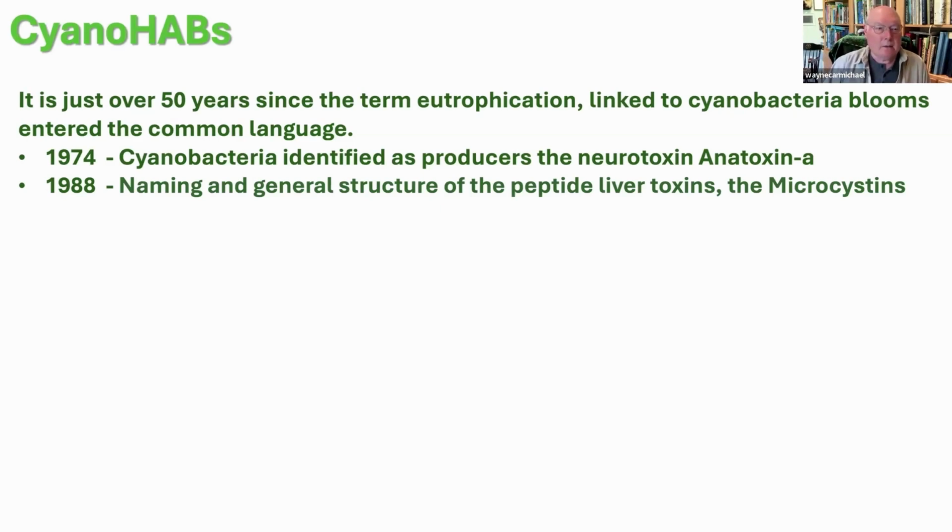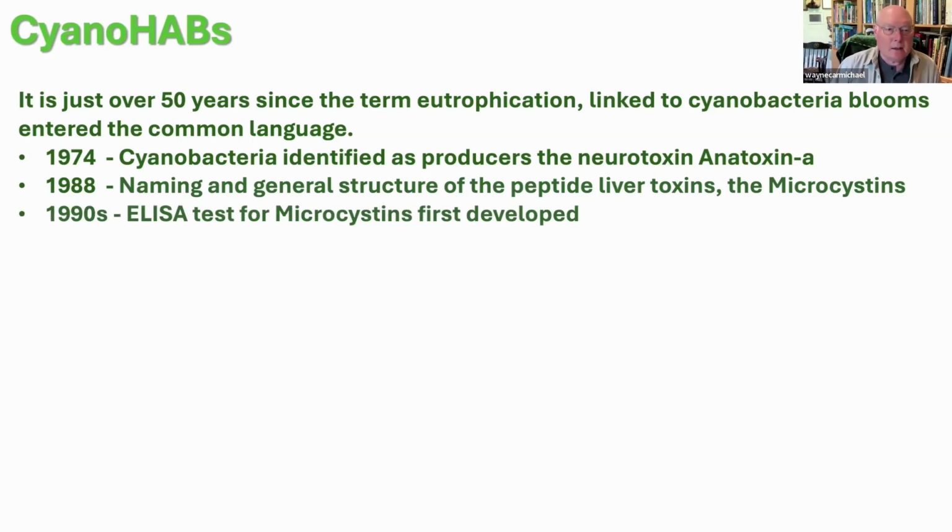In 1998, we had the name and general structure for the peptide liver toxins called microcystins, named after the genus Microcystis. It turns out that these toxins are the more prevalent worldwide and the ones more responsible for water quality issues and human and animal mortalities. In the 1990s, we developed a fairly rapid, easy-to-do test for microcystins called ELISA, enzyme-linked immunosorbent assay. That methodology is still used worldwide now to detect microcystins in water supplies and even in animal tissues.